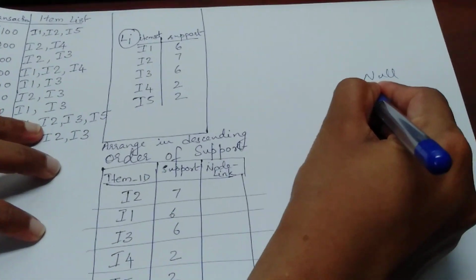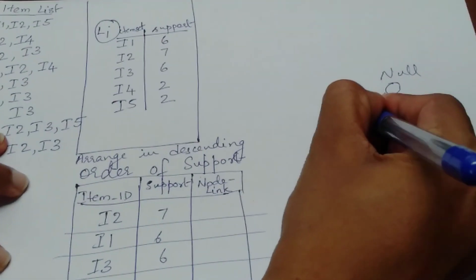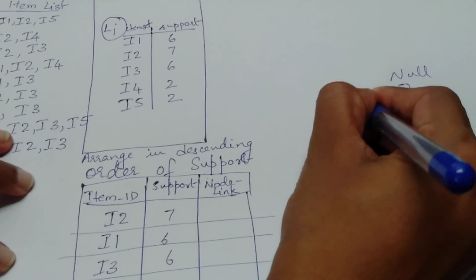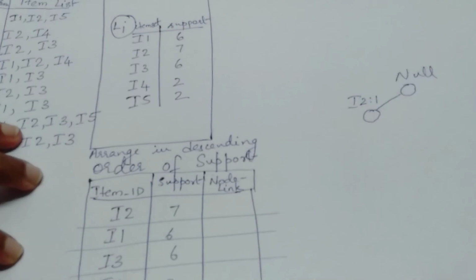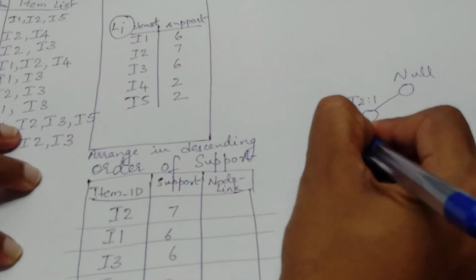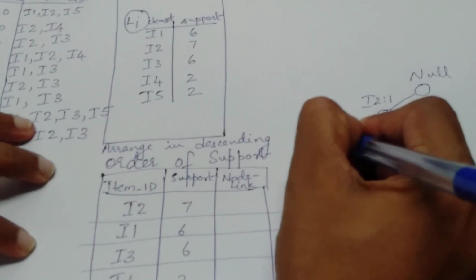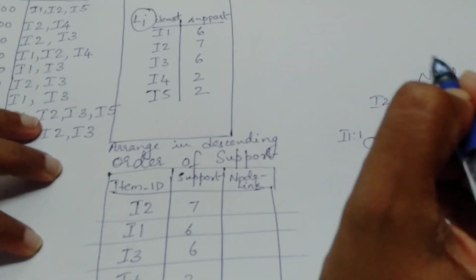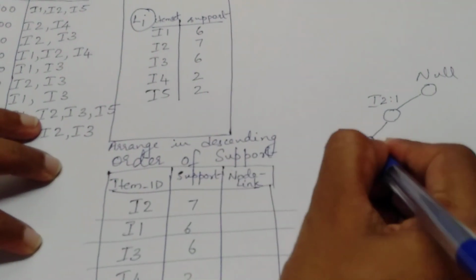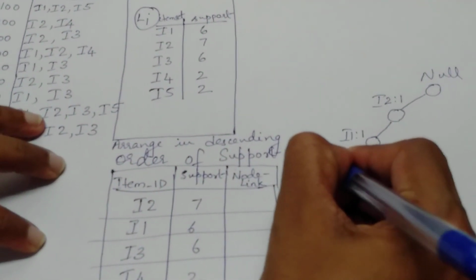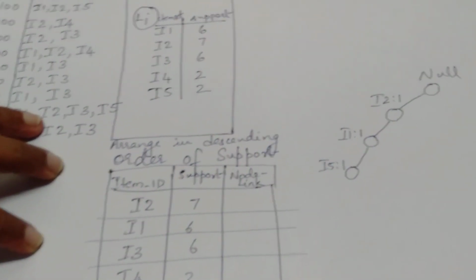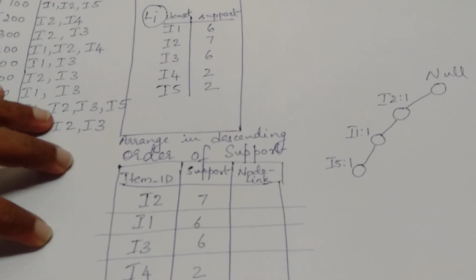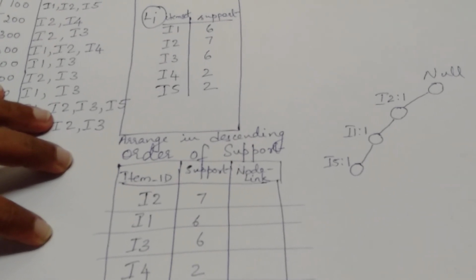Okay, from here you will have I2, because that is where the order is. Right now my support is 1, and then from I2 I have I1, again my support is 1, then I have I5, and again right now my support is 1. So that was my first transaction, and I am completed with the first transaction.